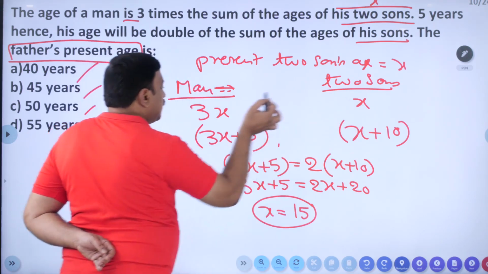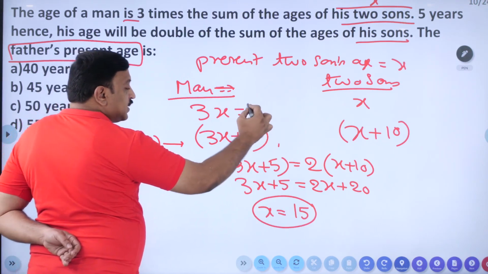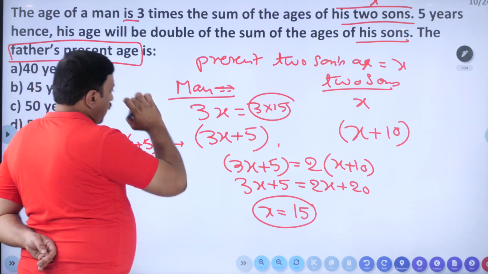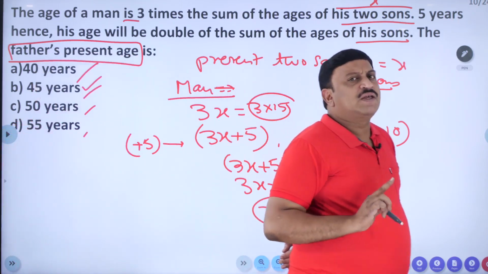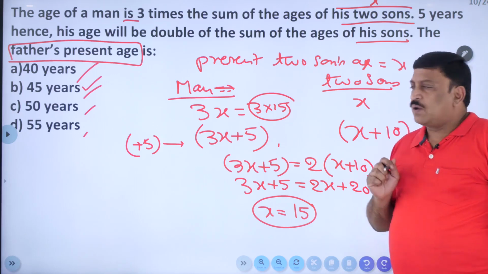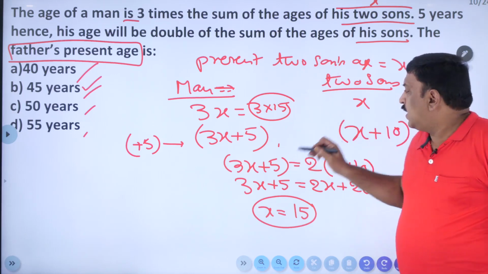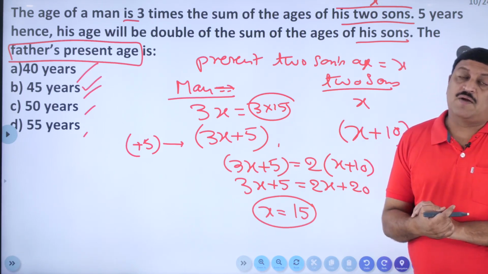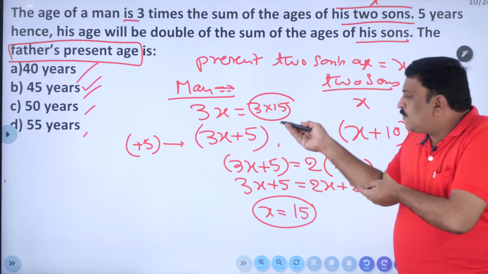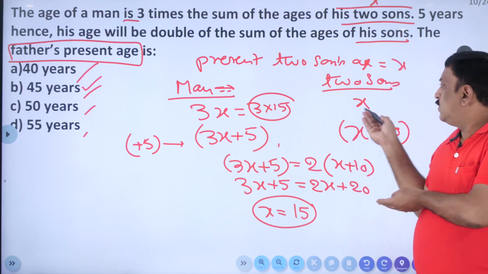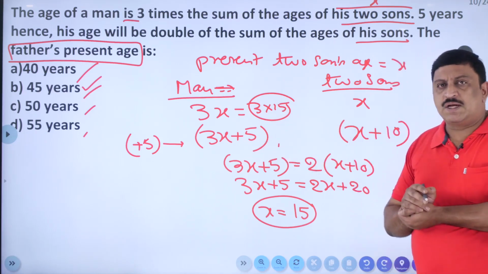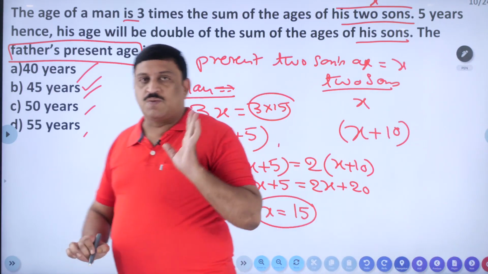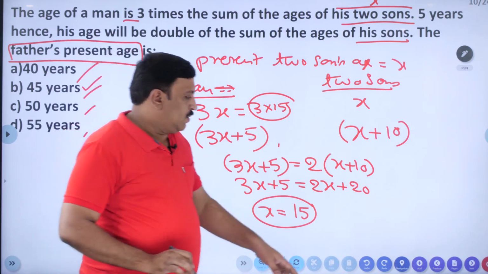If x is 15, 3x is how much? 3 into 15, that is 45, right? 45. Again, you say it is option based. No, don't do that, because 2 sons are there and it will be a little bit confusing. So better, these are all small equations: 3x, x, 3x plus 5, x plus 10, that's it, right? So be cautious there. That's why I said there is an equation model, equation concepts, right? Okay.